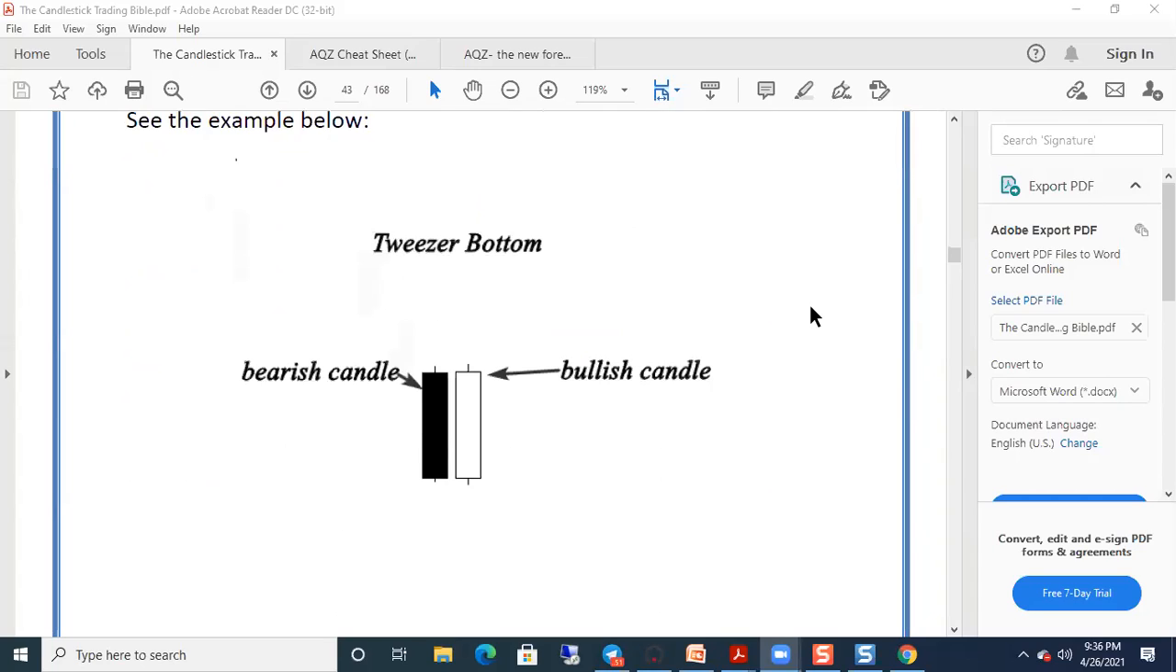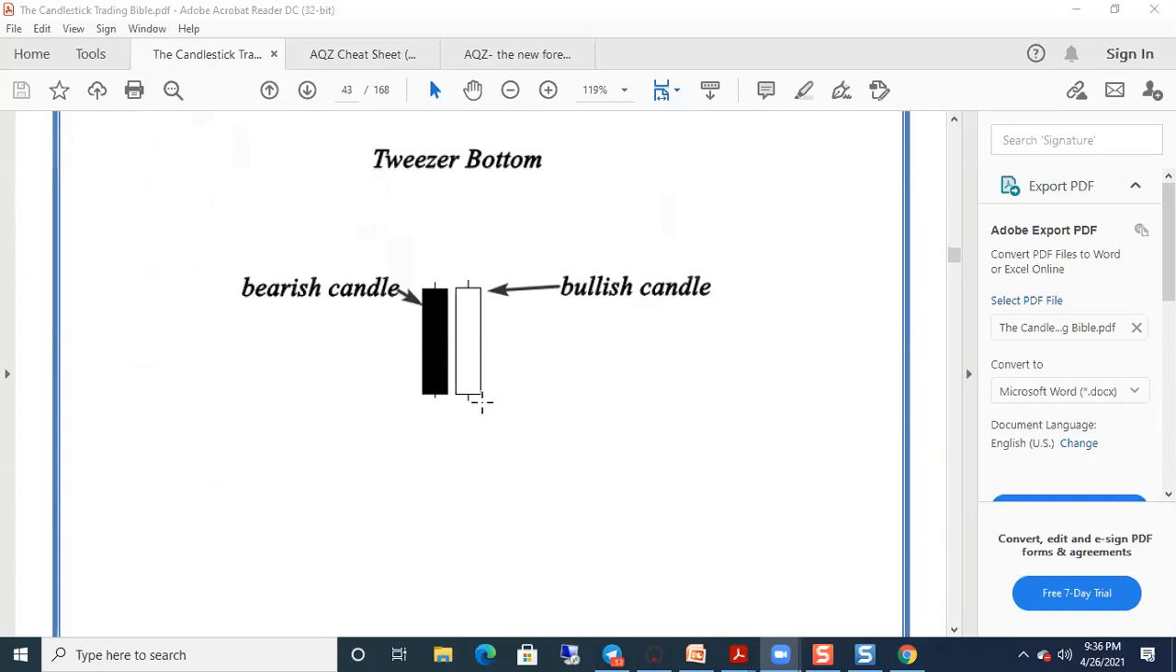This is the last one we're going to discuss, and it's called a tweezer. A tweezer, also known as a railroad in some texts, is basically what I call return to origin, right? So sellers came in, pushed price down to this point, buyers came back, pushed price up to where sellers came from. Price came back to exactly the same spot it came from. So if this was a 12-hour candle and this was a 12-hour candle, at the end of that day, you basically have a doji, right? Price returned back exactly to where it opened from.